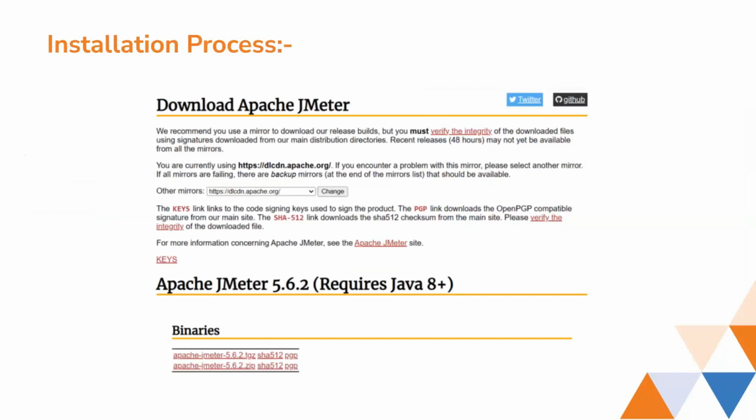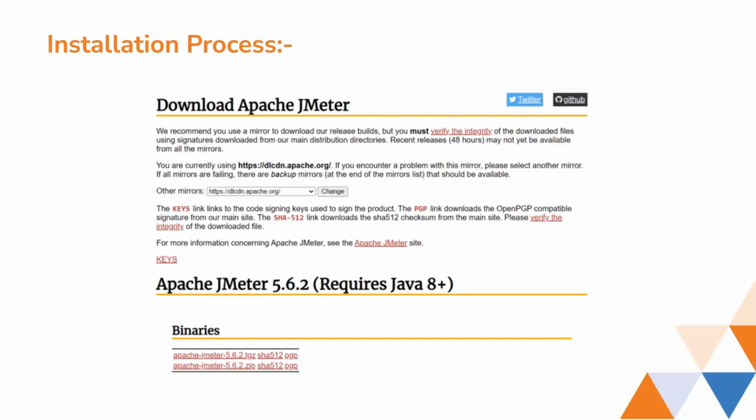So moving on to creating the first load test, let's take a look into the straightforward installation process of JMeter. Before installing JMeter, it's important to note that it requires the Java Runtime Environment, that is JRE, to be installed on your system, and the minimum version it requires is Java version 8.